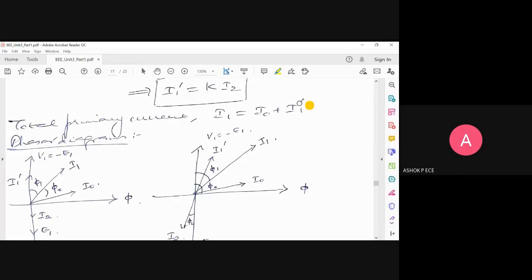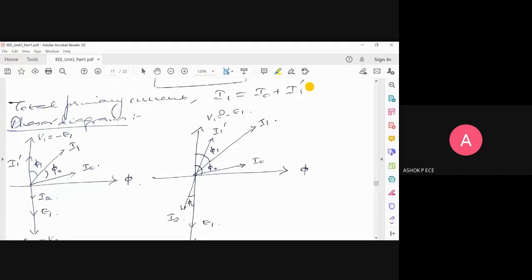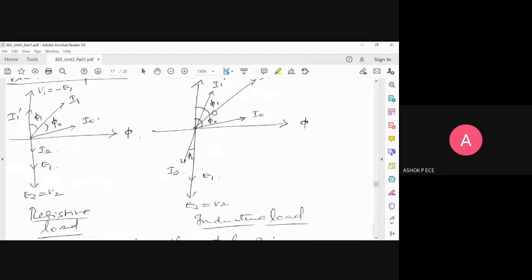So I naught will be having an angle of phi naught. I1 will be having an angle of phi 1. And always you see the I1 dash will be in phase with V1 in this case only because it is a resistive load. Is the first diagram clear? Resistive load. See, unless you understand this, it is not going to be easy for you. The resistive load phasor diagram, clear to everyone?